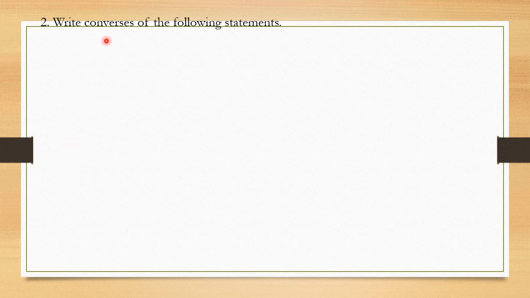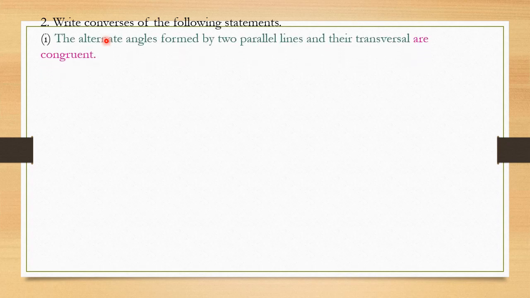What is the question? Write the converses of the following statements. If if-then statements, that is, conditional statements, are given, then you have to write their converse. How can we get the converse? The antecedent part we have to write in the consequent, and the consequent part we have to write in the antecedent. That means we have to interchange their positions. Okay, so let us see the first example.